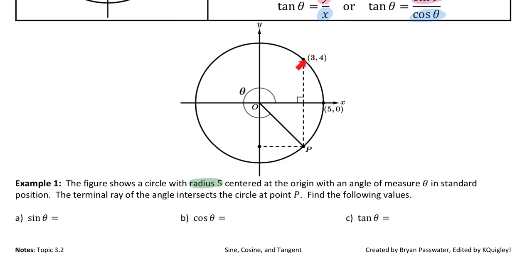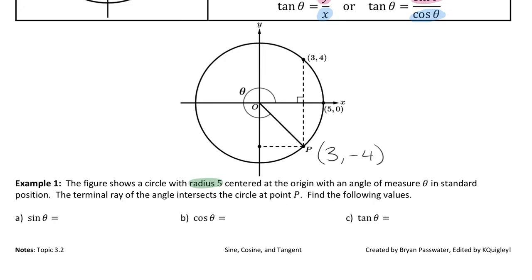Here's my question for you. If this point right here is 3 comma 4, what's this point right here? It's 3 comma negative 4. Let's go ahead and write that in. This P is over 3 and then down 4. It's like it's been reflected over the axis.